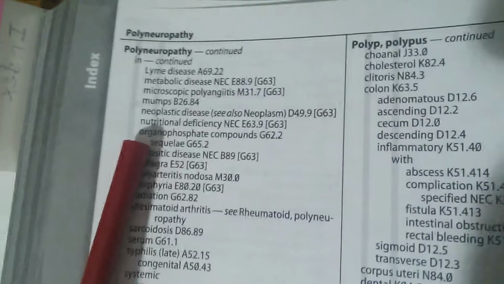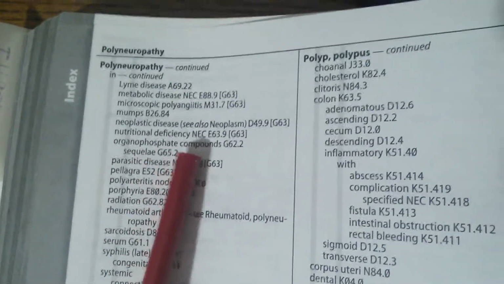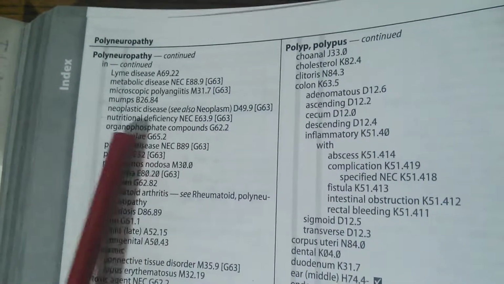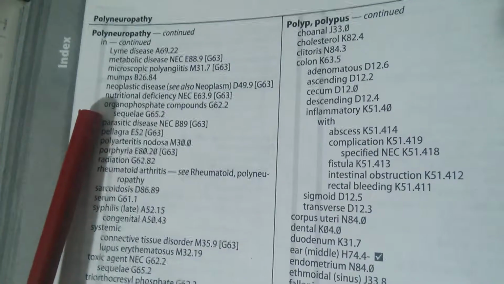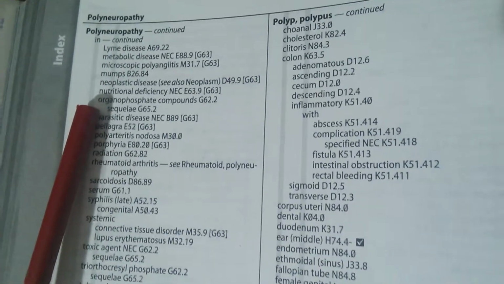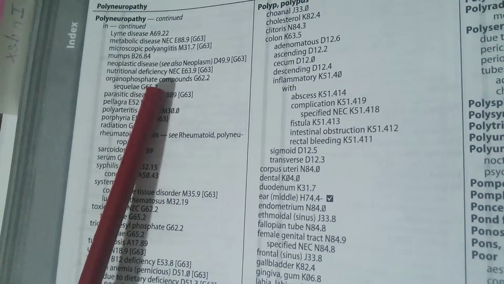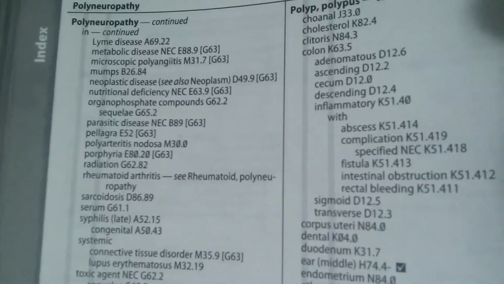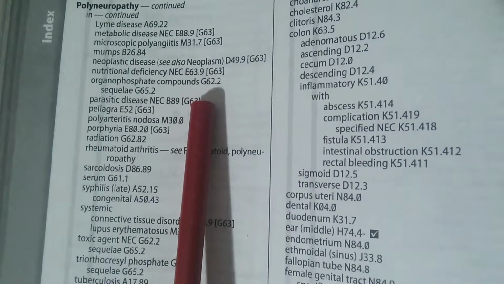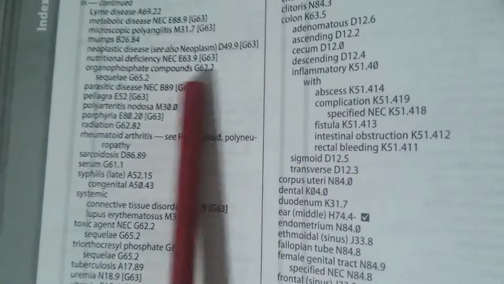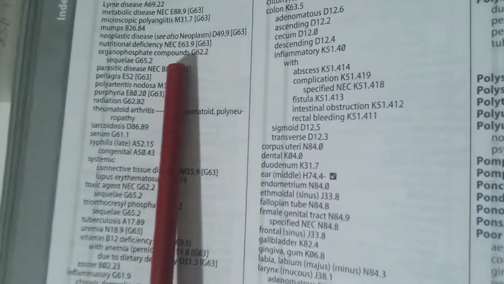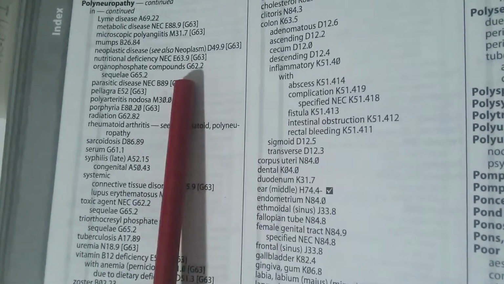Nutritional deficiency. Right? That's why we were telling you that it doesn't say only nutritional, but deficiency, which is consistent with what we want. And NEC means not elsewhere classified. Okay, so that is what we need. Now, there are two codes there, right? The code for the nerve part is a G code, so it's G63. And the underlying condition, the nutritional part, is E63.9. So we're going to write those codes here in our little table.